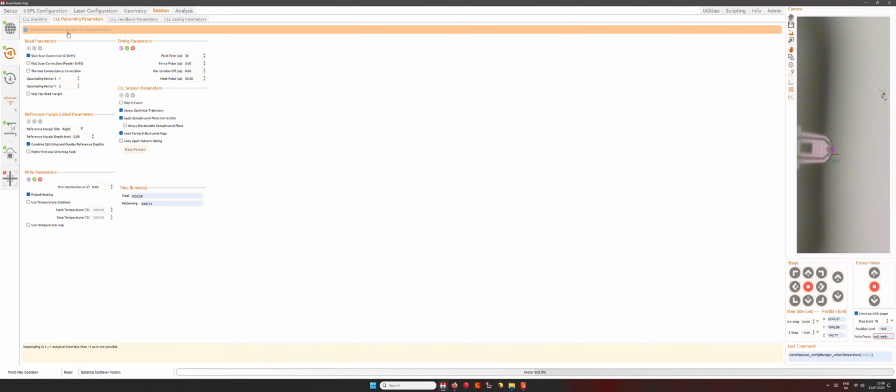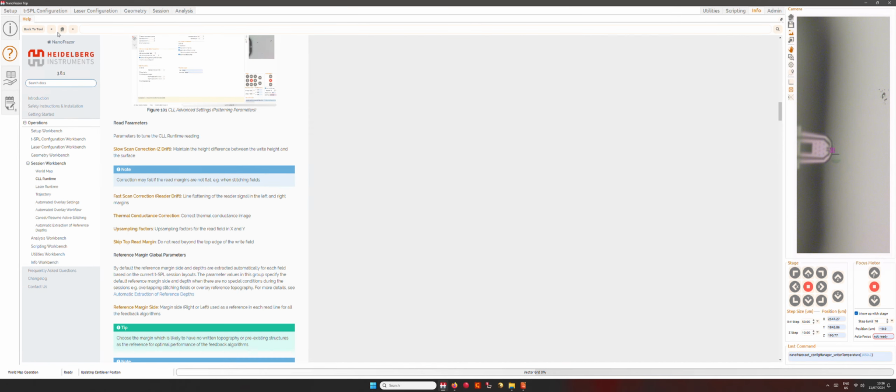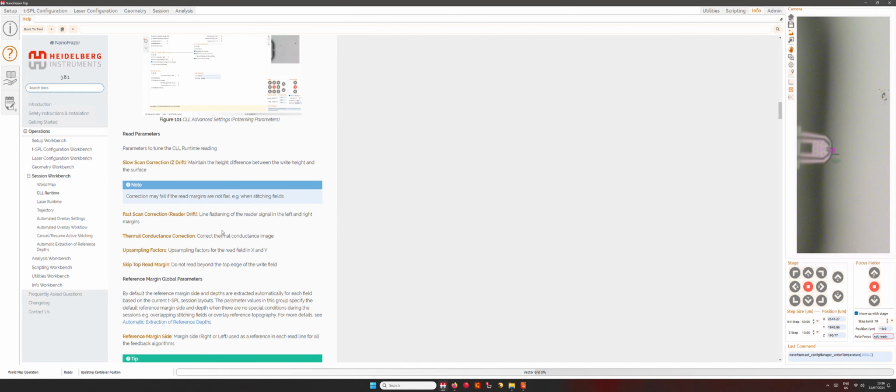And first of all, what is it? How can we define this correction? Well, if we use the question mark, as for many parameters that you can see here, you can see a quick explanation in the user manual. Here it says the slow scan correction maintains the height difference between the write height and the surface. It's just one sentence, but it says it all, and I would like to show you in more detail with a couple of slides what this means and why this is needed.